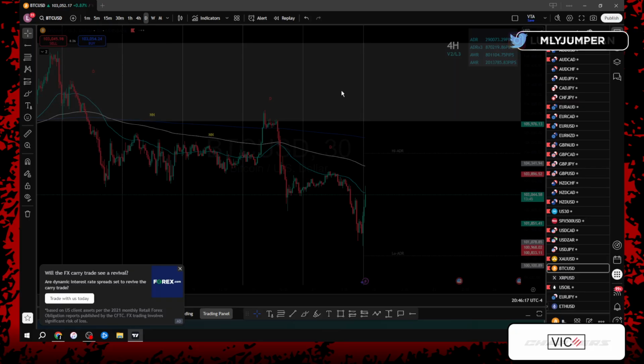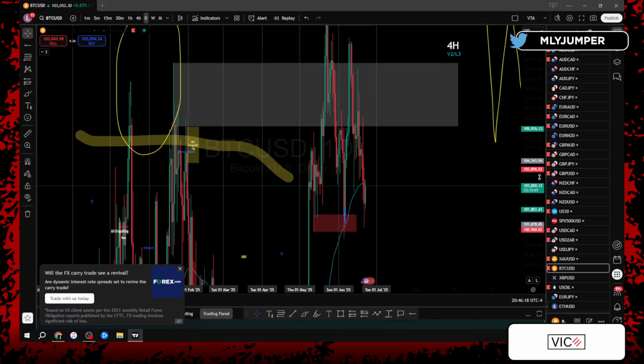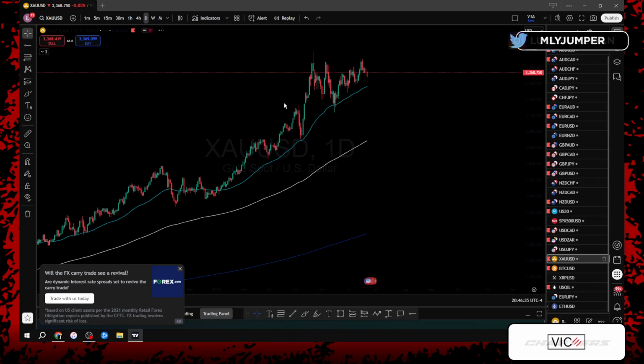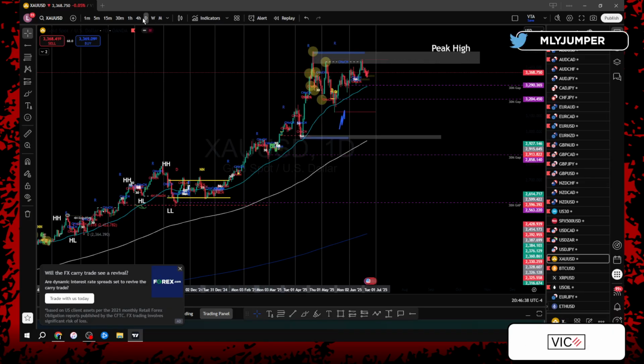Again, we know that Bitcoin, very, very similar to US 30, is in an overall uptrend. We're still in peak high territory. This is again still a pair that is on a third month push to the top side. And once again, we know that Bitcoin follows US 30. We know that it moves opposite of what gold does.